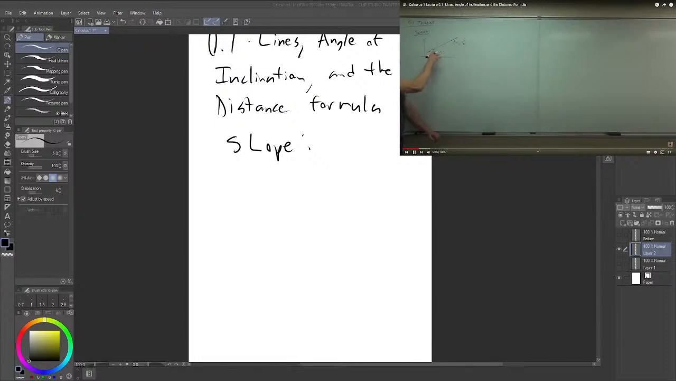If this is the point x1, y1, how far is that? X1, Y1. How far? Yeah, it's x1 for sure. How far is this point?